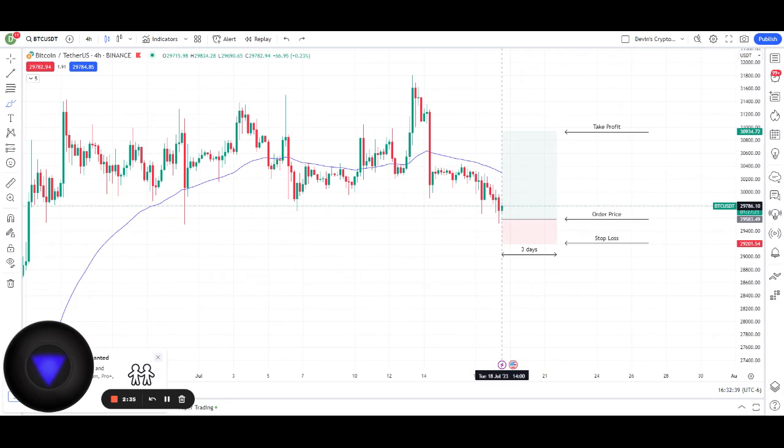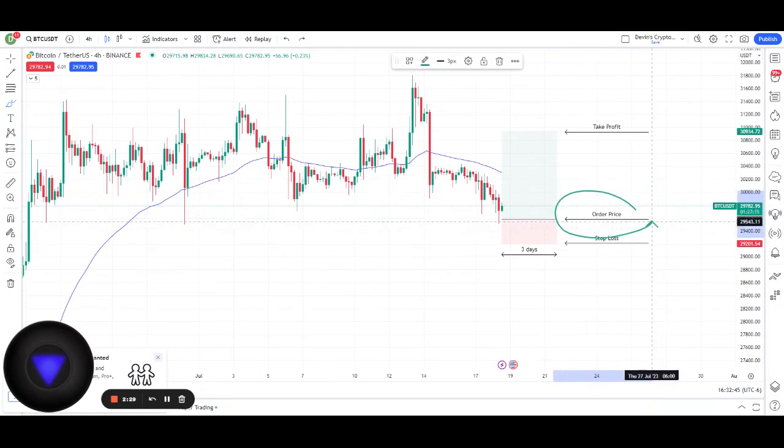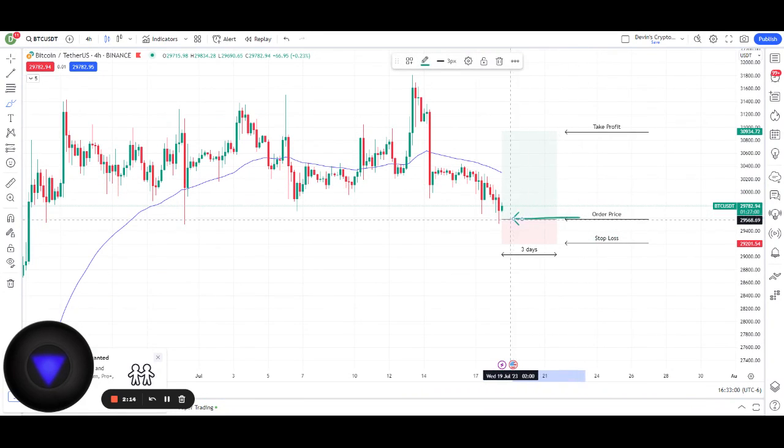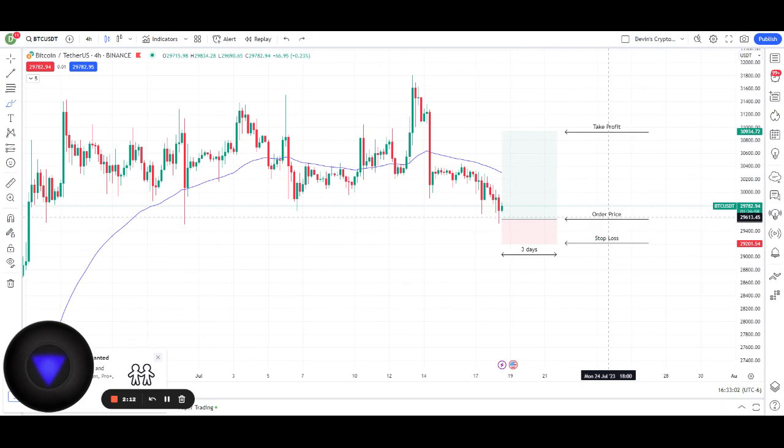The next thing is order price, also known as entry price, and that's this section right here. That's just where we're going to enter the trade. So when this price comes down to that point, we're going to get in, and we expect, because it's a long, that we're going to go up. So right now we're lying in wait down here at this price point. So that's the order price. That's what we're getting in at.